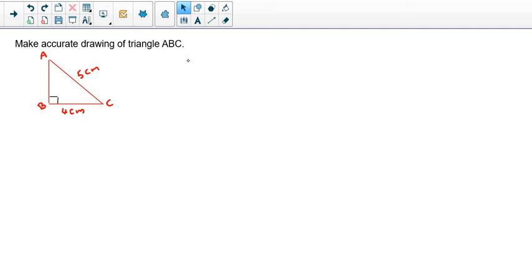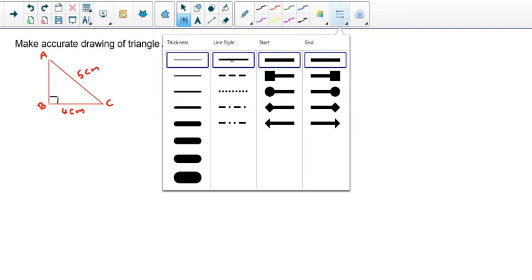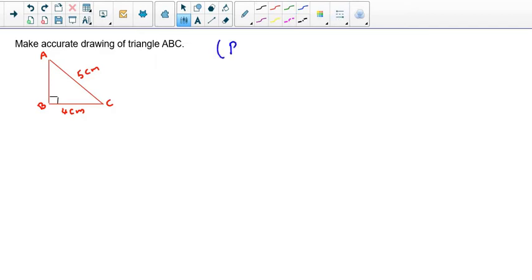Make an accurate drawing of triangle ABC. Triangle ABC is a right triangle. We call this type of triangle, with a given side and the hypotenuse, RHS: R for the right angle, H for hypotenuse, and S for one side.